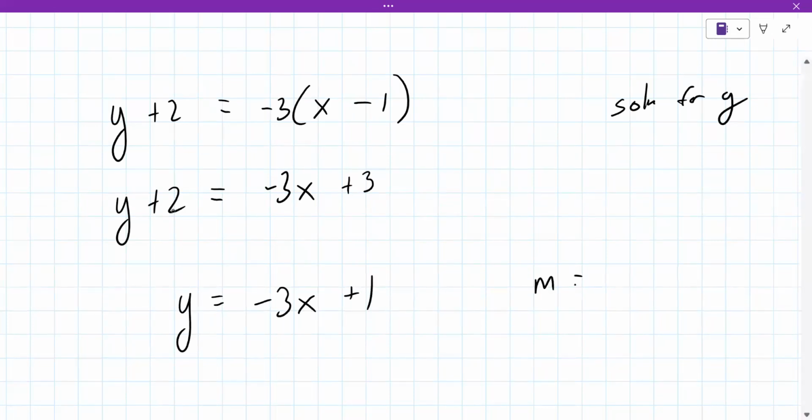Okay, what's the slope and what's the b value? The slope is negative 3. And the b value is 1, which is the y-intercept. All right, good.